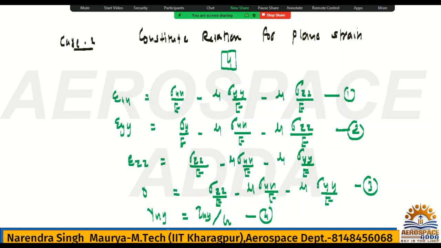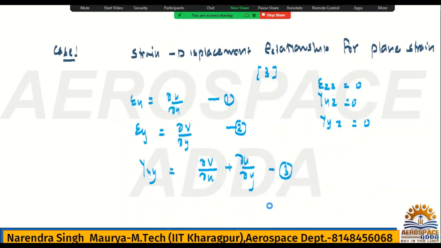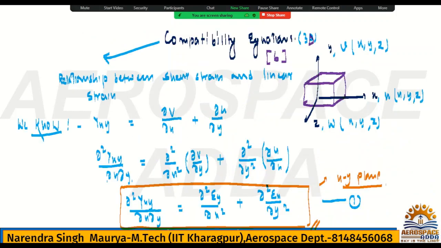Now what about the compatibility equation? How many stress strain relations will you have for the plane strain condition? You will have 4, and all 4 I have written here. Now the question is, how many compatibility equations will you have for the plane strain condition? Check. Here we have the compatibility equations. Now check all. This is the first one. For the plane strain condition, this compatibility involves epsilon x, epsilon y, and gamma xy. We do not have any z component, so this will be there 100%. Definitely this will be there.